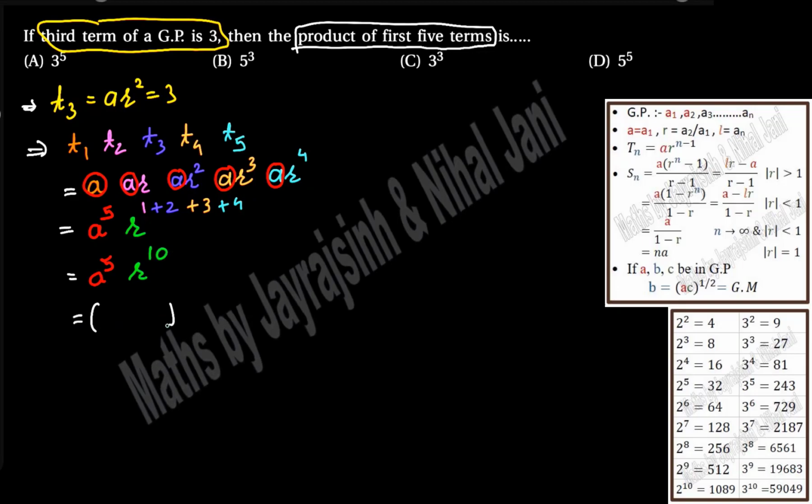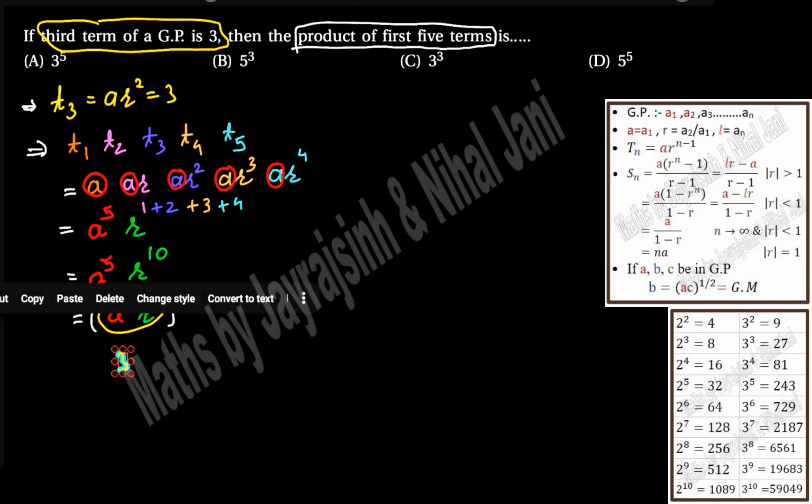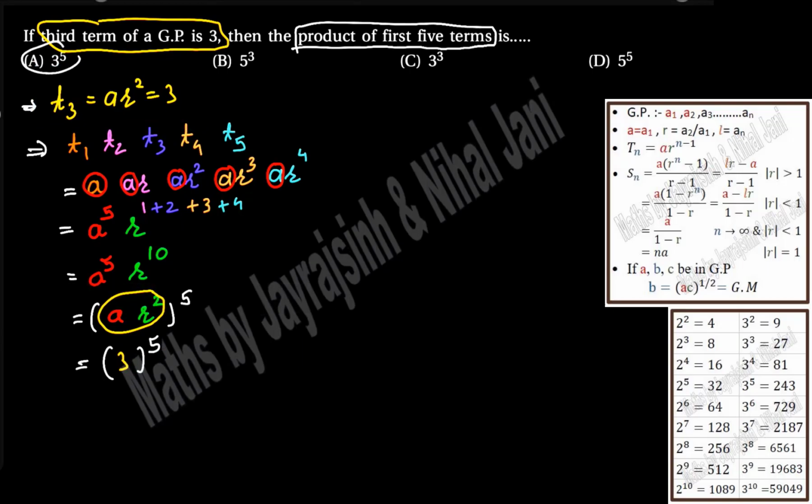So we can say we have the whole raised to 5 of A R square, and we know the value of A R square. It is given as 3. So your final answer is 3 raised to 5, which is given in option A. Ta-da!